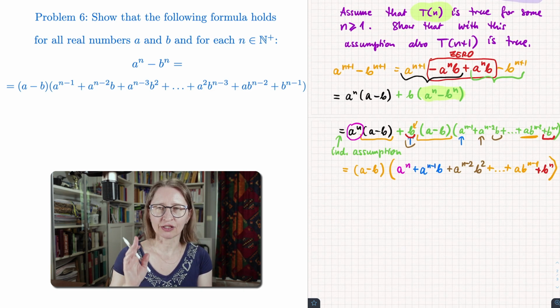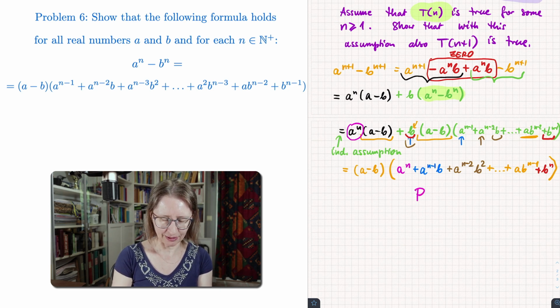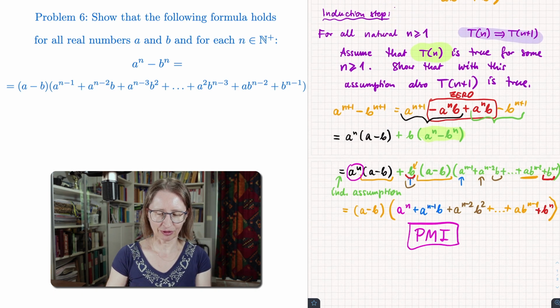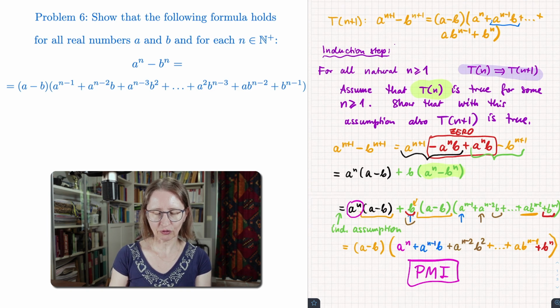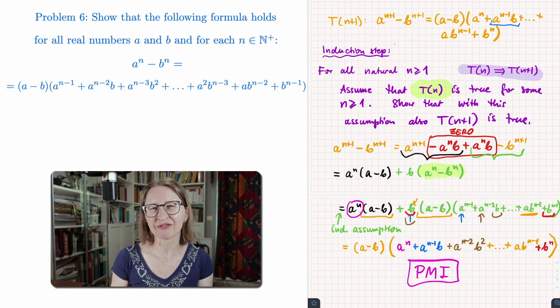So then this usual stuff with the principle of mathematical induction. The principle tells me that this formula indeed is true. So this was a difficult one.